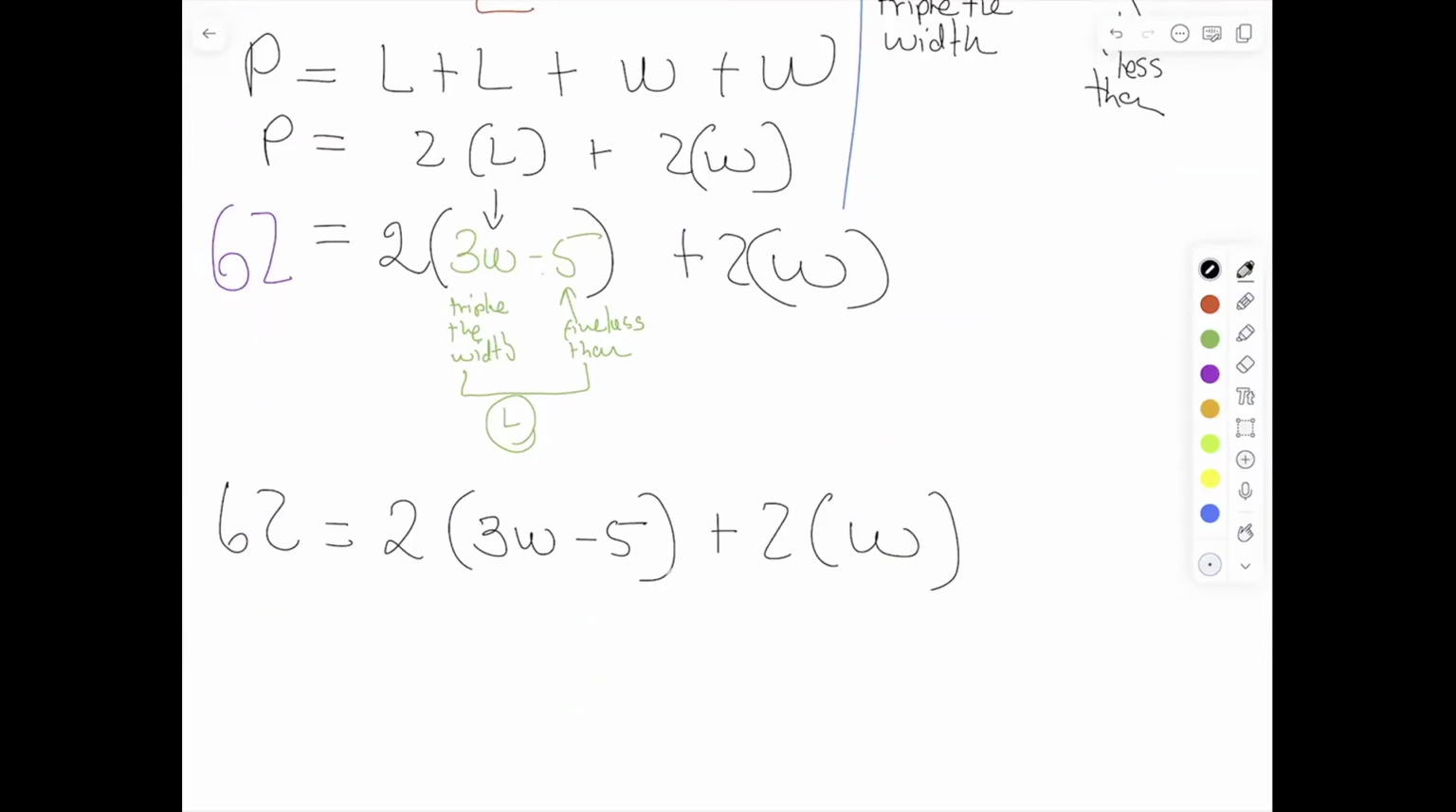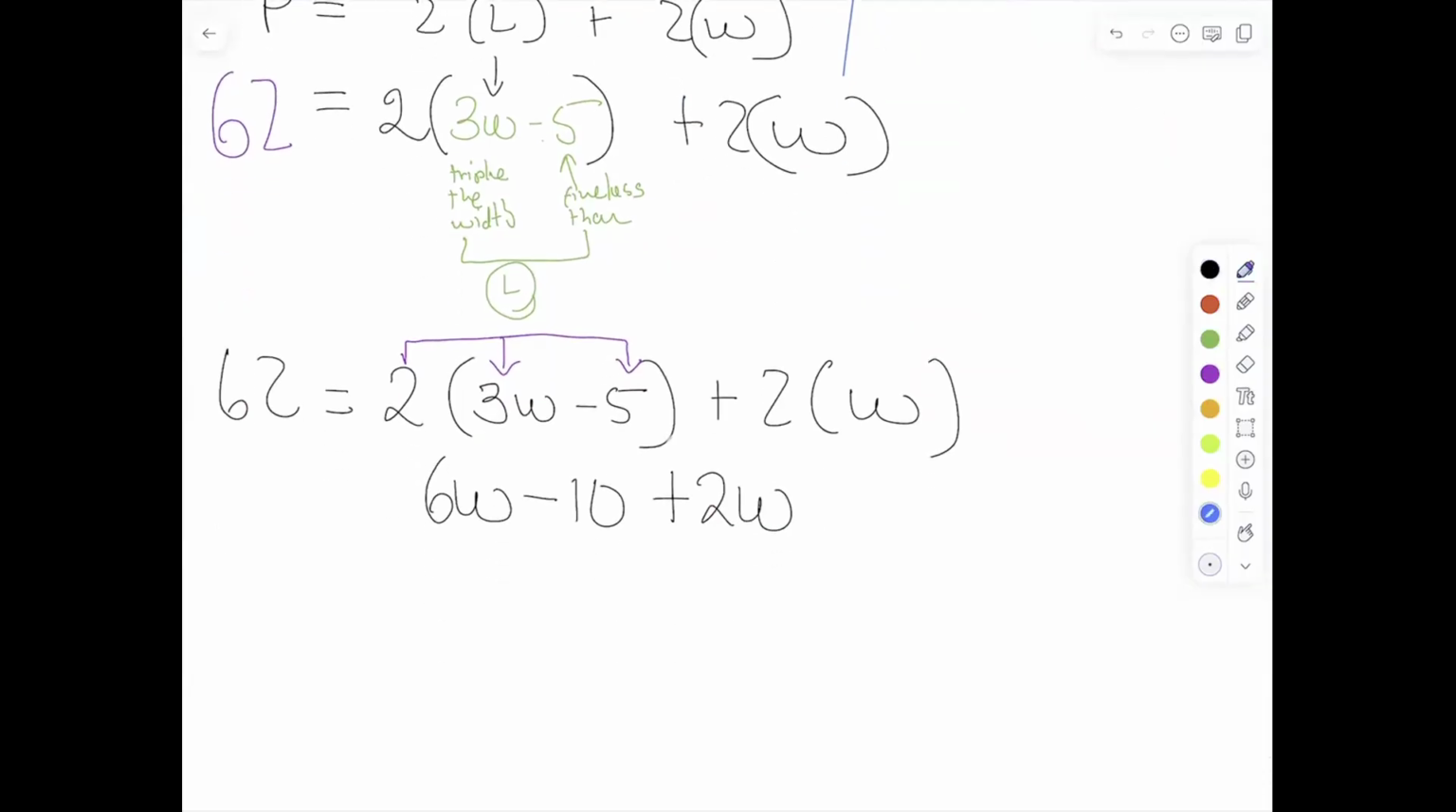What do I have to do now? 2 times 3W and 2 times negative 5. What is that? What's 2 times 3? 6, so 6W. And I have a negative 10 plus 2W, correct? Yes.